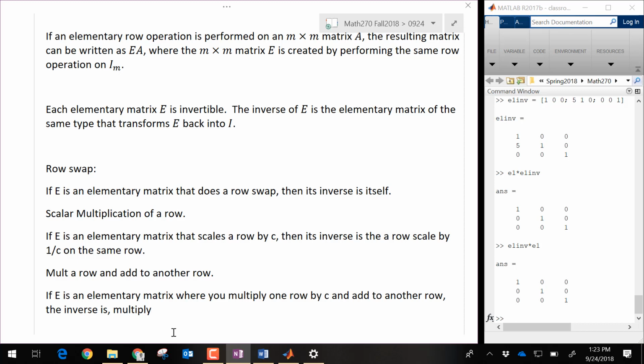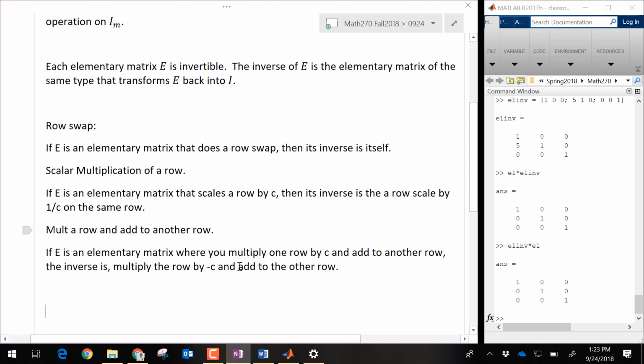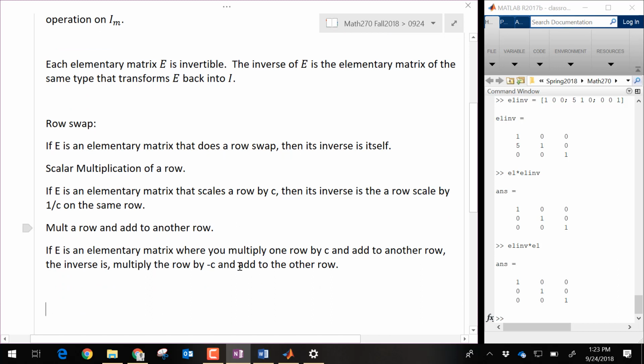Now let's keep it so that it's like a row addition. So multiply the row by -C and add to the other row. So that's how we get the inverse. Okay? So those are elementary matrices.